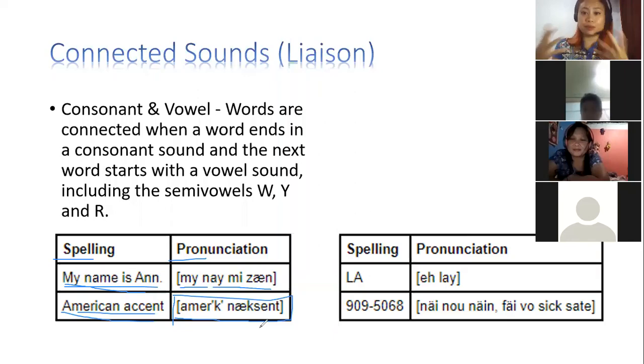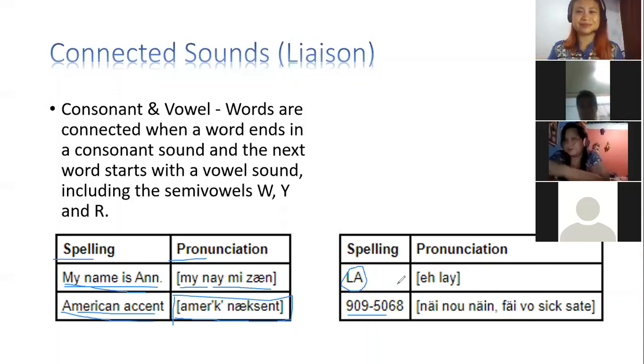So we also use connected sounds with numbers and abbreviations. For the abbreviation for L and A, it should be connected. For example, L and A, LA, not L-A. If you say "I come from L-A," it doesn't sound American at all. So you have to combine them and say, I come from LA.